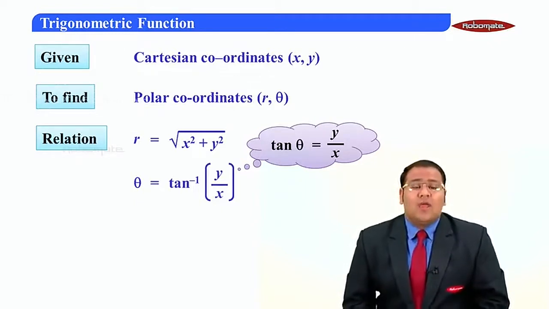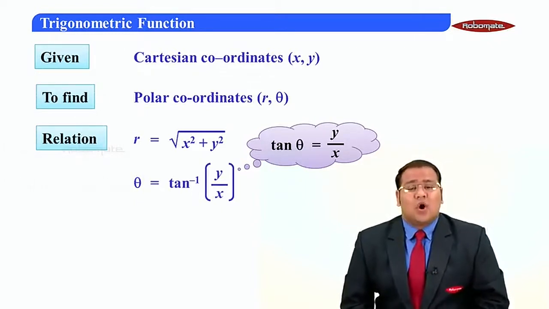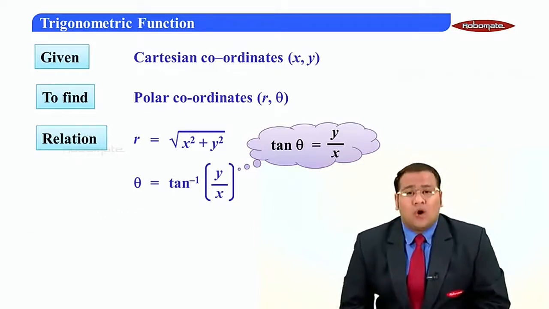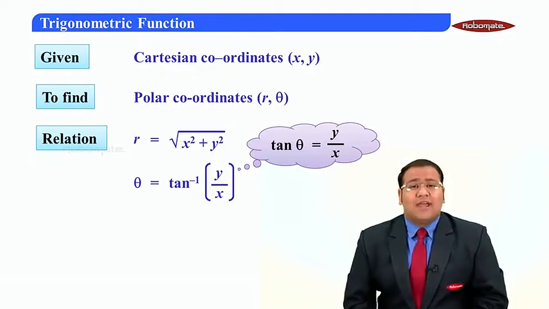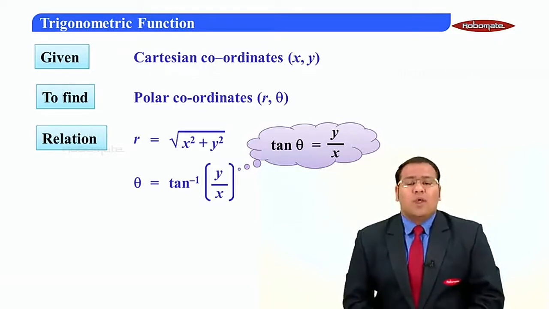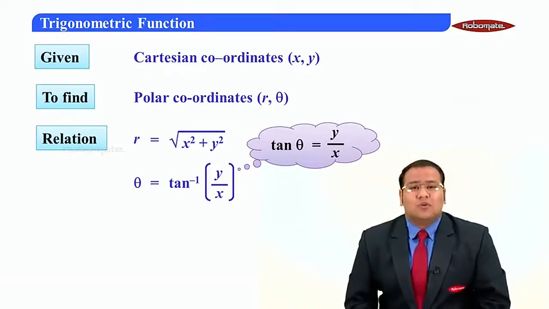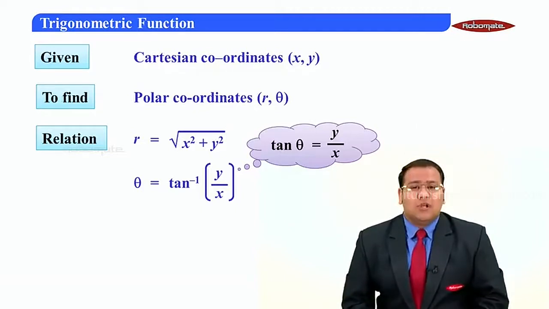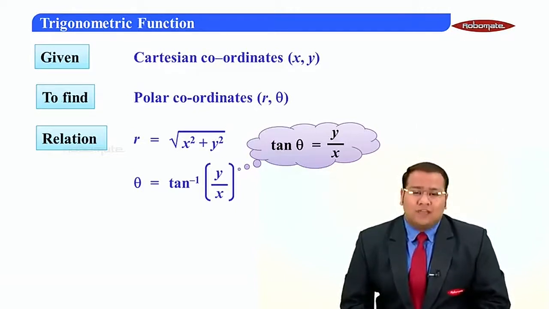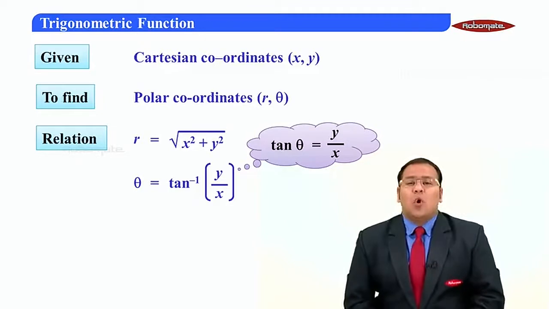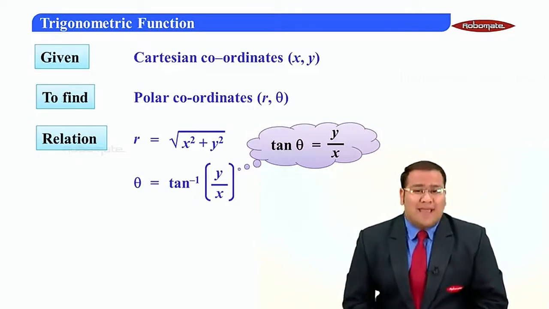So I can say when Cartesian coordinates are given to you and you require the polar coordinates, that is x and y are given to you, you require r and theta, the relation is r is equal to root of x square plus y square and theta is equal to tan inverse of y by x.